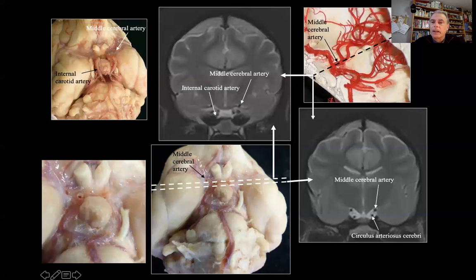Okay? And again, the middle cerebral artery on a dissection. So, we see the Circulus Arteriosus cerebri, and right here we are going to find the hypophysis, right? This is the parasellar region that contains the internal carotid artery, and dorsally, these arteries here, which have branched off from the end of the internal carotid artery, are going to form the middle cerebral artery. We are at this level here.